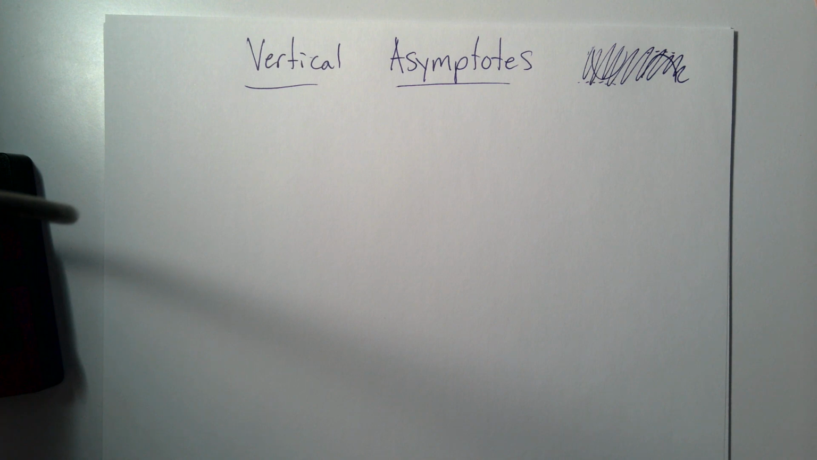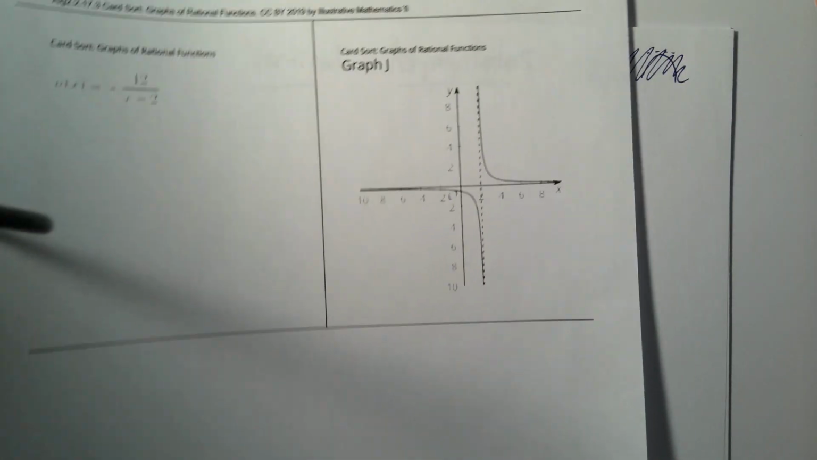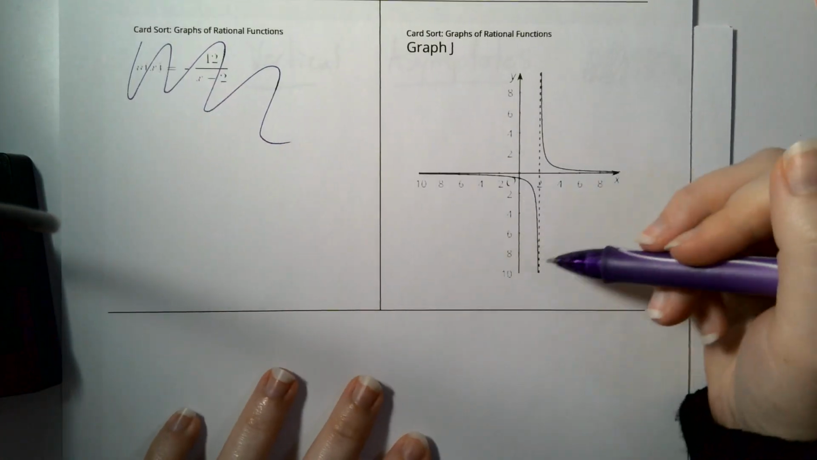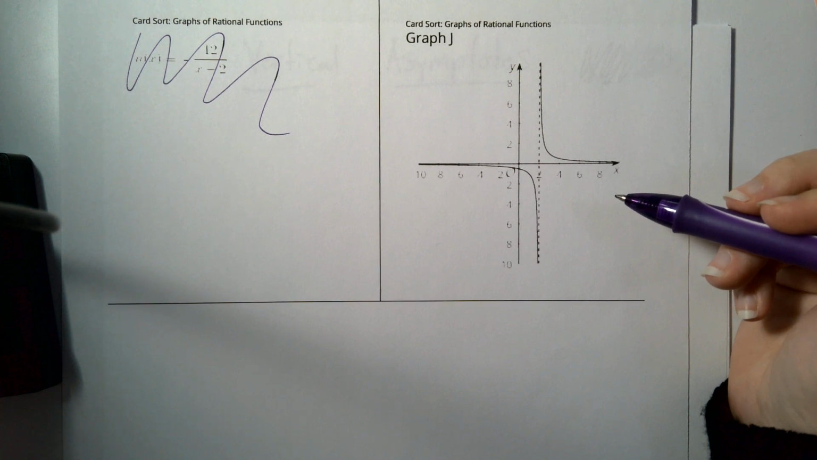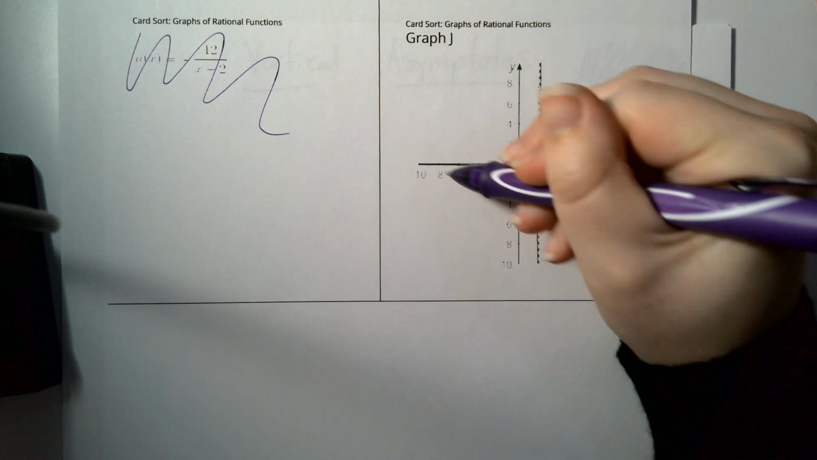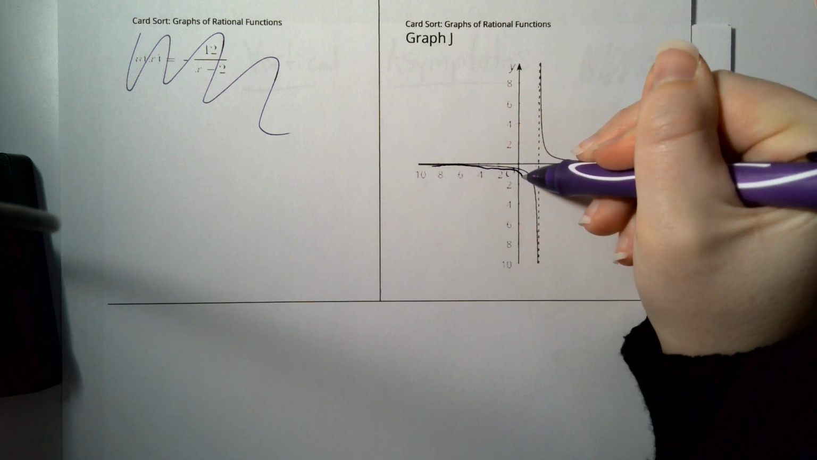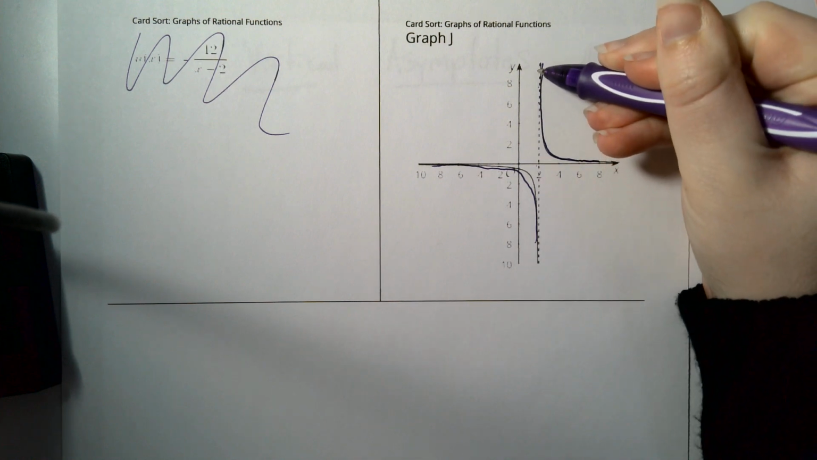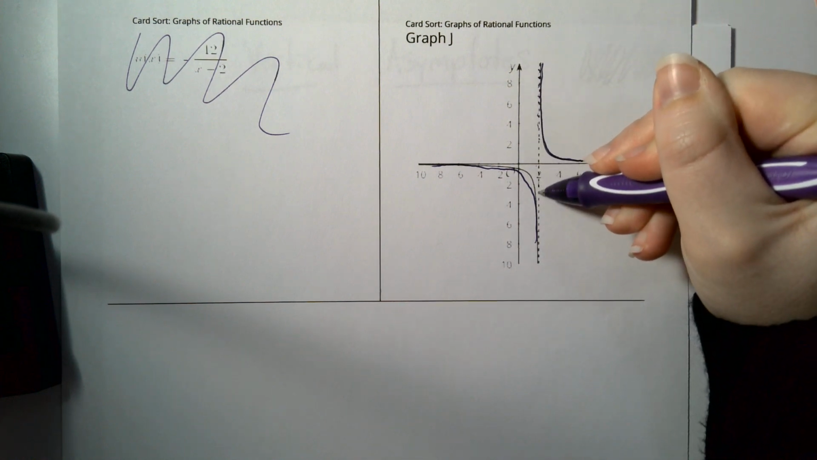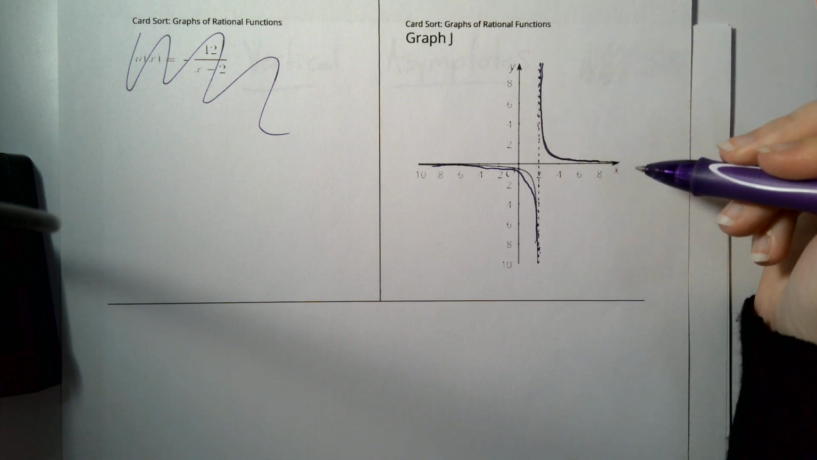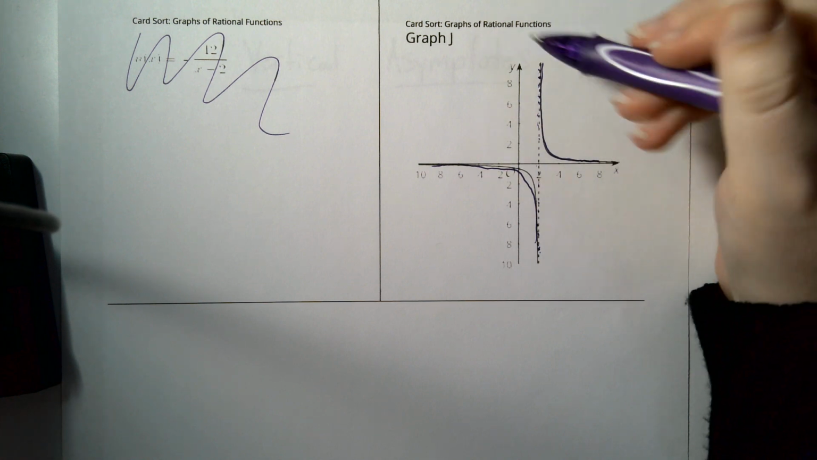So, a vertical asymptote. I actually have an example. We did a card sort, and this is just one of the cards from the card sort activities. Just ignore this side. This is an example of a vertical asymptote. These lines over here are the actual graph of the function, and this dotted line represents an imaginary line that the graph is never going to cross.